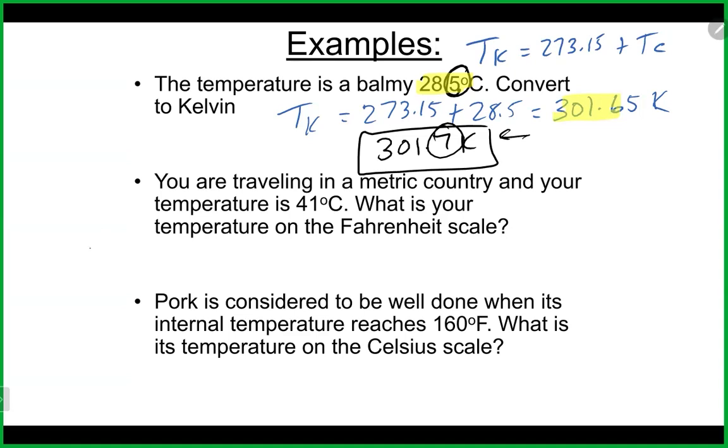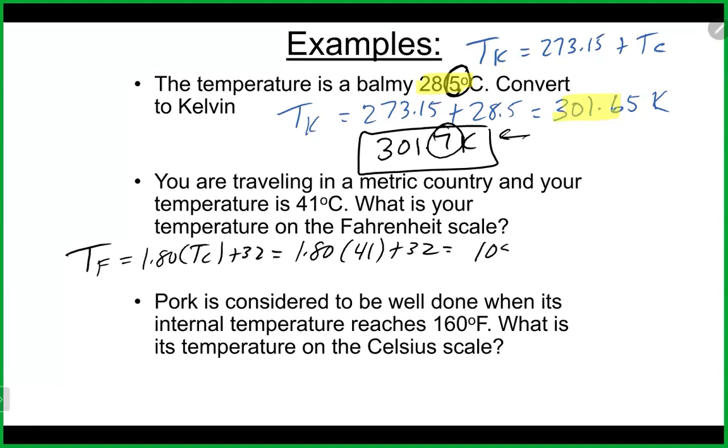So our temperature in Fahrenheit will equal 1.8 times our temperature in Celsius plus 32. We're going to go 1.8 times 41 plus 32 in this case. So 1.8, there we go, times 41 plus 32. You get 105.8 on your calculator there. This would be degrees Fahrenheit.